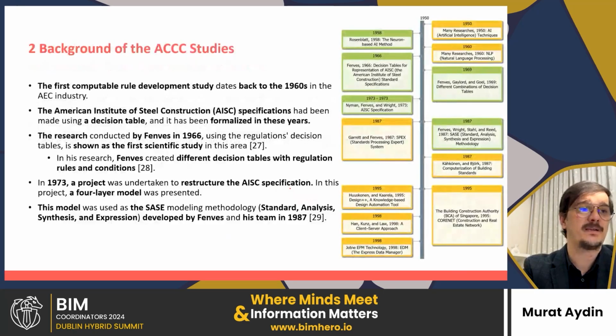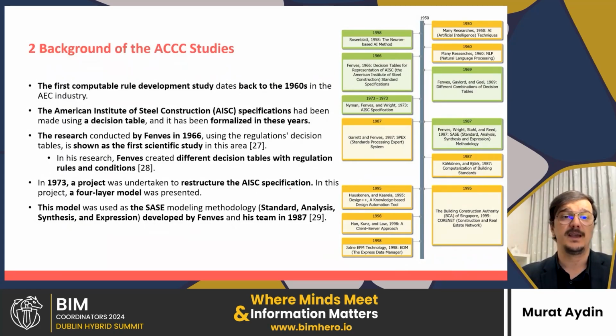Let's start with the background of the automated code compliance checking studies. The domain of automated rules, code, and regulation compliance checking has interested many researchers and practitioners over the years. The first compliance checking development study dates back to the 1960s in the architecture, engineering, and construction industry. The AISC specifications had been made using decision tables, and they were formalized in these years. The research conducted by Fenves in 1966 is shown as the first scientific study using regulation decision tables.